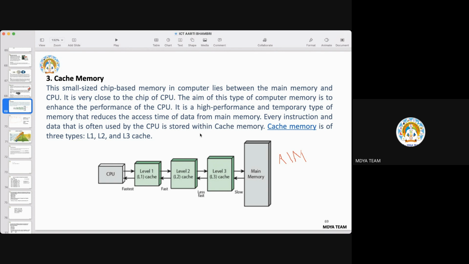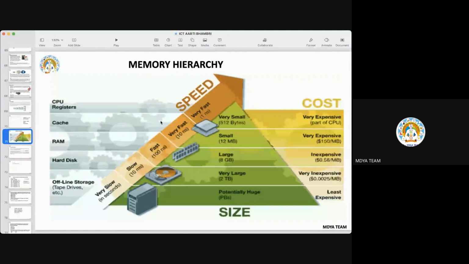It is the same as RAM, and it reduces the access time of data from main memory. Each instruction or data that is often used by the CPU is stored within the cache memory. And this is again of three types: L1, L2, and L3. The fastest is near the CPU, which is level 1, then level 2, and then level 3, which is near the main memory, just to enhance the performance or speed up the processing. So this is the memory hierarchy here.